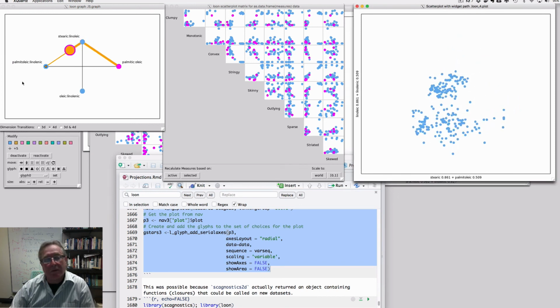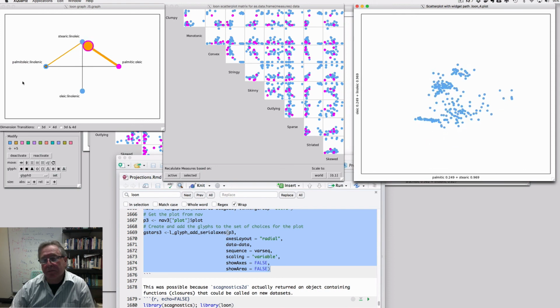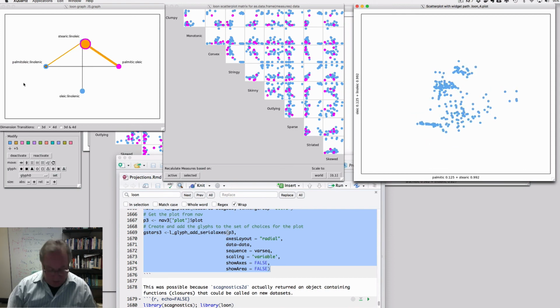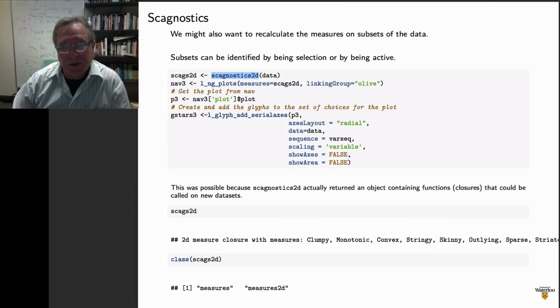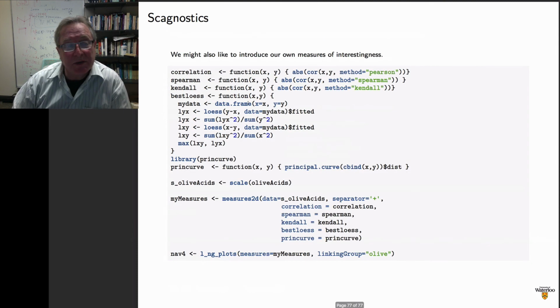Okay. All right, so there you have it. Lots we can do with these things. We can actually, there's nothing peculiar about those particular scagnostics measures. You could, in fact, invent your own. So we could have all kinds of measures, for example, different correlations. There's a correlation function in R. You just take the absolute value of the correlation with 3 different methods.